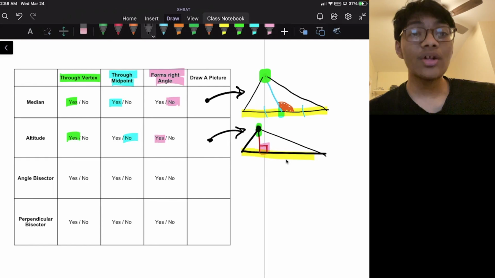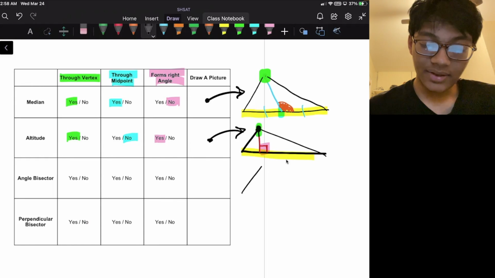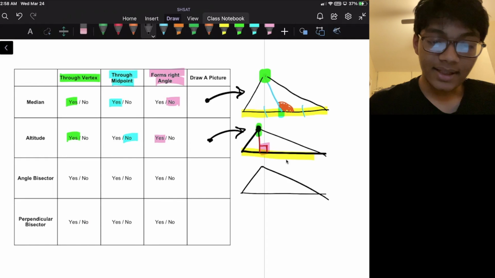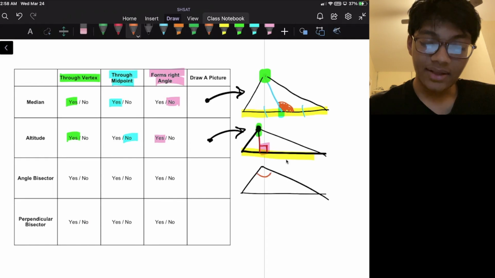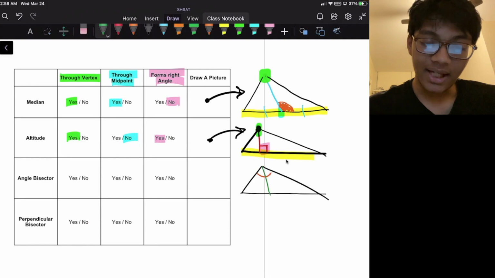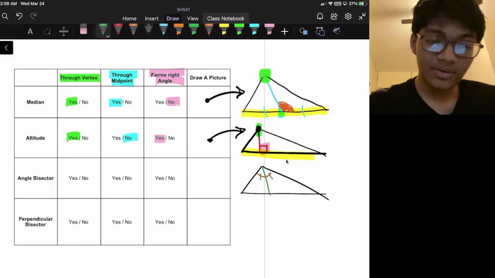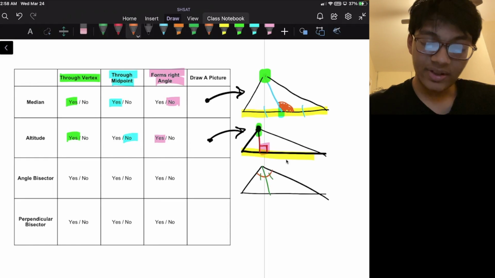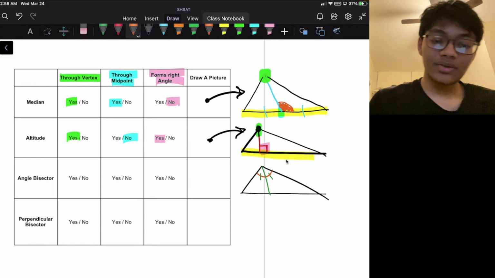Next one up is an angle bisector. Let me go ahead and draw my picture. Here's my triangle. Let's say here's my angle, and I want the angle bisector for that angle. I'm going to chop that angle in half, so this part of the angle is equal to this part of the angle. Let me finish that up there. And so now let's answer the questions.